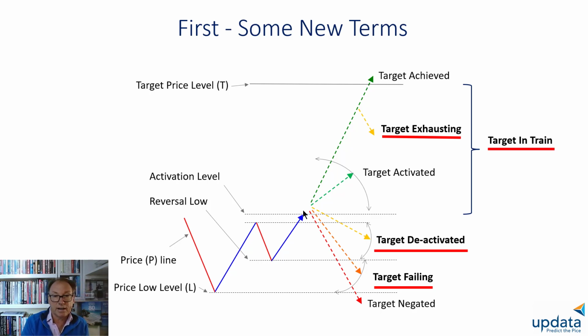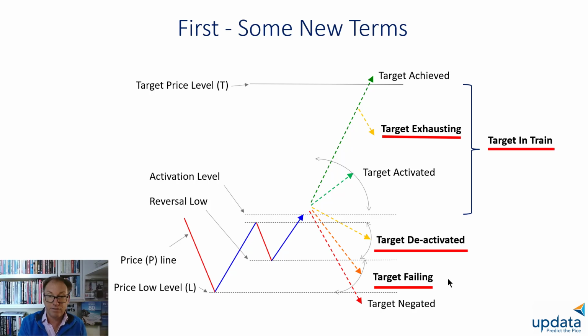So you see a target activated, but then you come back below the activation level. So we say that the target is deactivated. It doesn't mean that it's negative. I put it in orange, if you like, a traffic light system. It just says the target's not in train at the moment. It's been deactivated. We're back below the activation level, and then we move to a place below the reversal point, which is where the next line of bulls came in, and that means the target is failing.